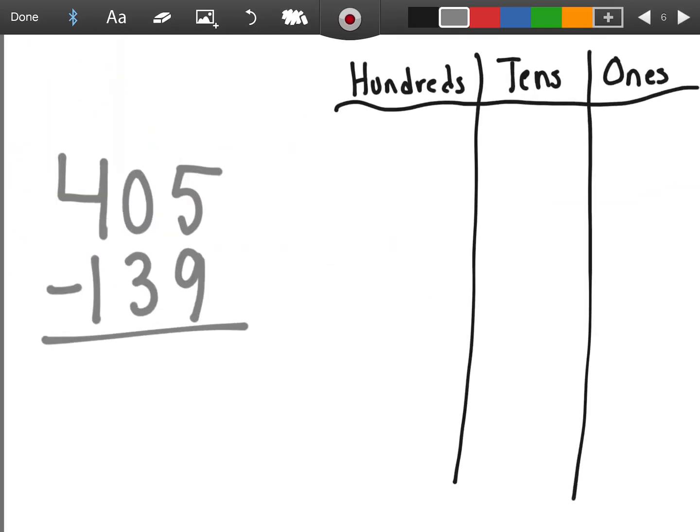So here's another example. I'm doing a couple examples today. If you feel like you're comfortable with this, you can certainly move on to our math. But if not, stay with me and we'll do a couple more examples together.